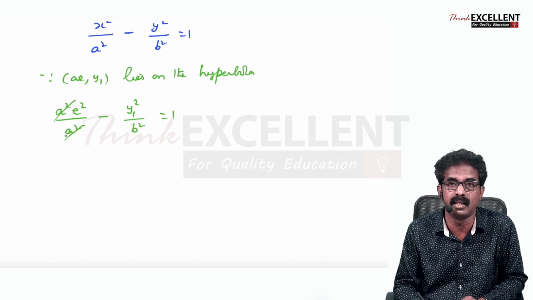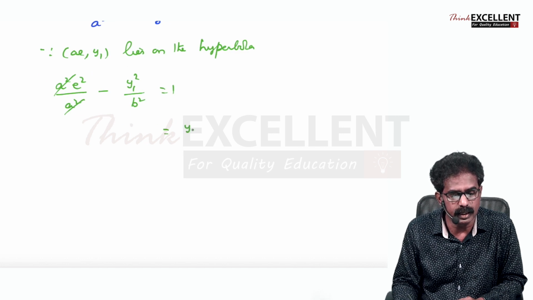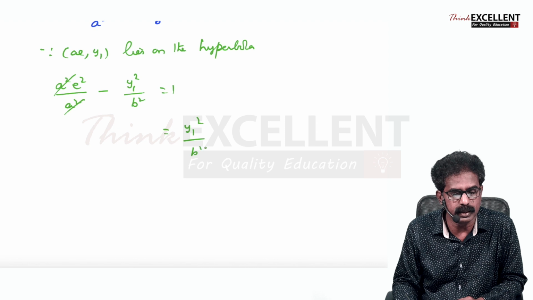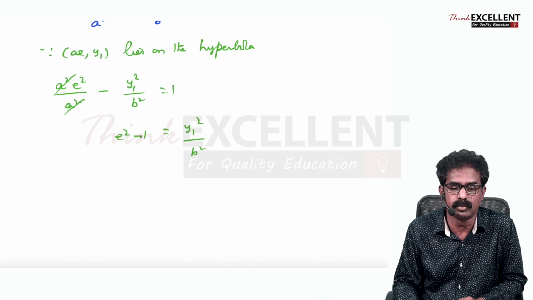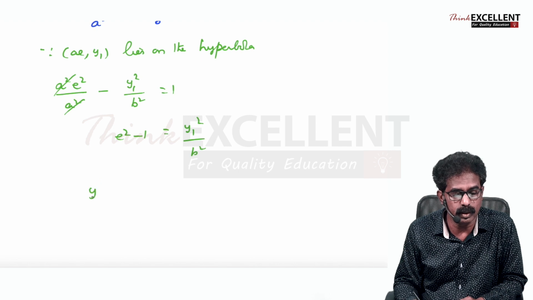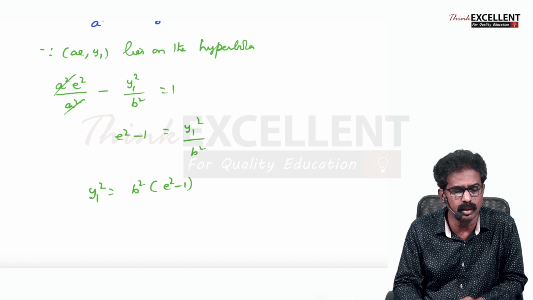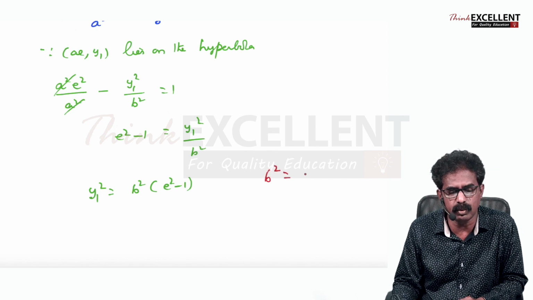So a square cancels. Now take this negative term to the right side. So you are getting y1 square by b square is equal to e square minus 1, right? We want y1, so we find y1 square equals b square into e square minus 1. We have a result, b square is equal to a square into e square minus 1. So find e square minus 1 from here: b square by a square, right?